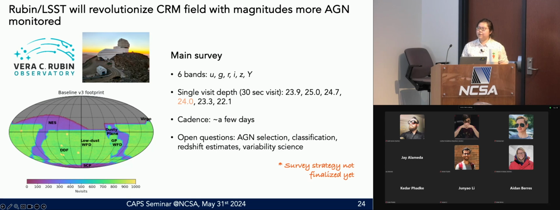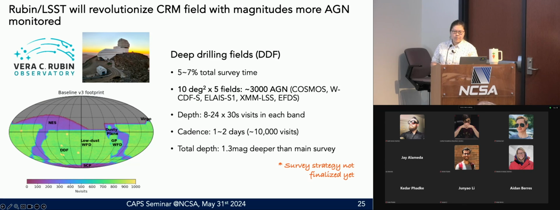There are still a lot of AGN to be selected with just photometric data, because with LSST itself, we don't have spectroscopic follow-up. So there are open questions like, how do we select AGN out of all this photometric data? How do we classify them? How do we estimate redshift from them? And in general, what does AGN variability look like? But really, the exciting part for doing reverberation mapping is the deep drilling fields.